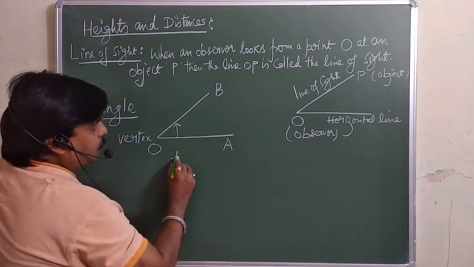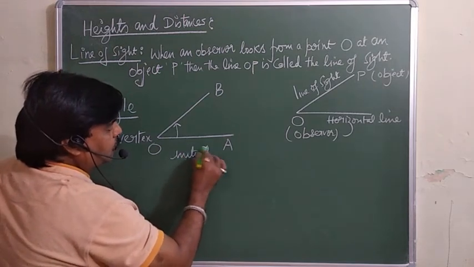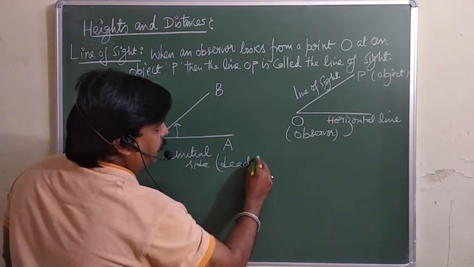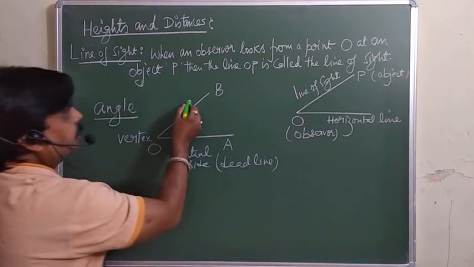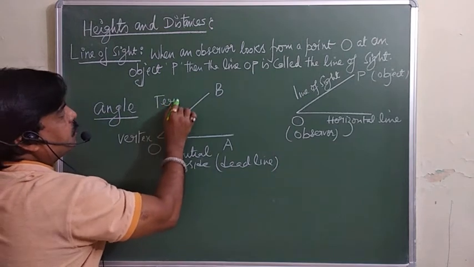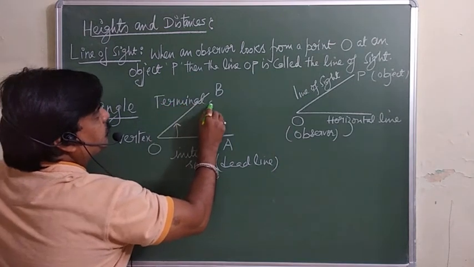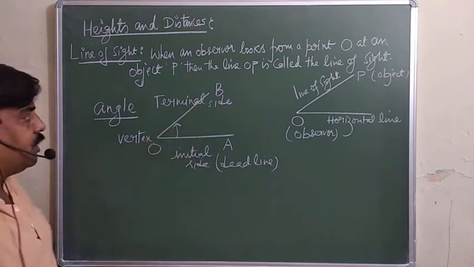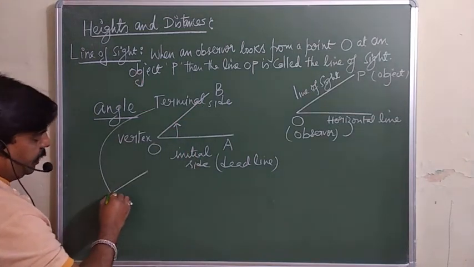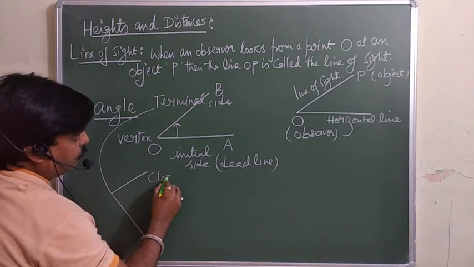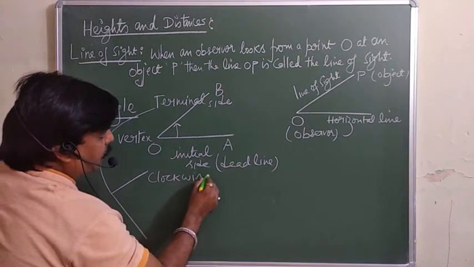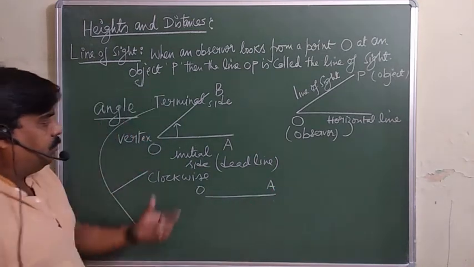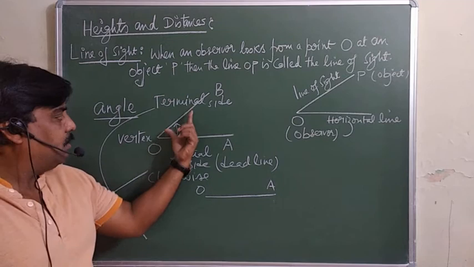This OA line is known as the initial side. This is your initial side. This is the dead line. This line has no movement at all. And this OB is the terminal side. This is your terminal side. This terminal side moves in two different ways, clockwise and anti-clockwise. OA is your initial side, which is the dead line. Only the terminal side is moving.